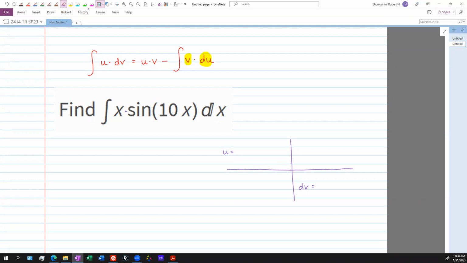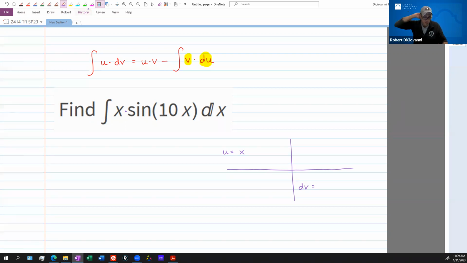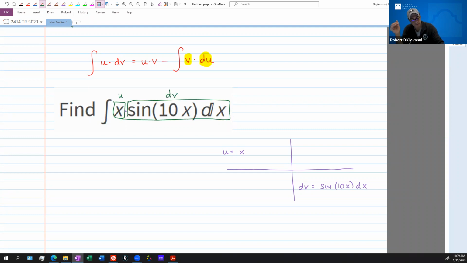X. And that's because the derivative of that in the new integral would be just 1 dx. And I like that. I like the fact that it became nicer in the new integral. And then the other piece by default has to be the sine 10x dx. That's what it has to be. So it's kind of like two pieces, right? You've got the x here, that's your u, and then everything else here becomes your dv.